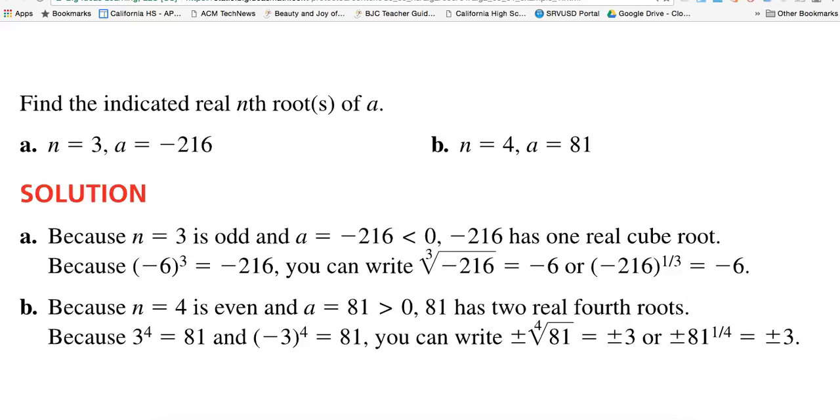Okay, so right now what I want you to do is work on the extra practice problems 1 through 3 that are in your journal for this section.